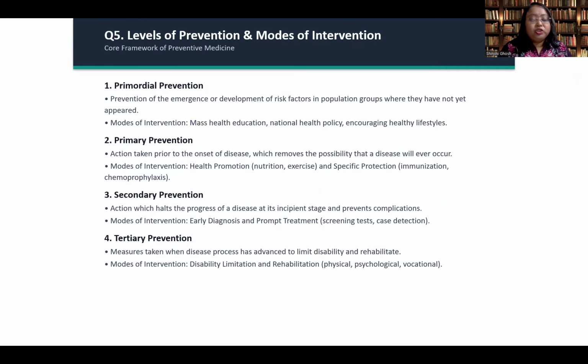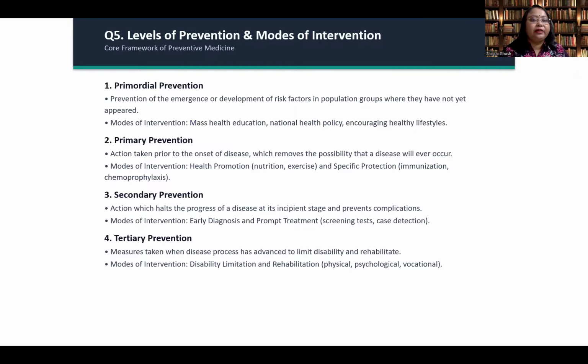Now, the next question in part B only, which carries 10 marks. That is, what are the different levels of prevention, enumerate the modes of intervention at each level of prevention, and describe the levels of prevention and interventions in context of hypertension. A very important question and a very easy question also. So, what are the levels of prevention?